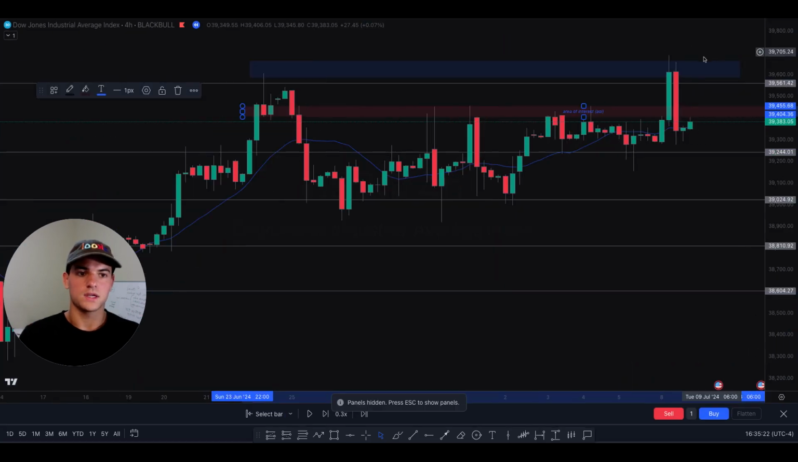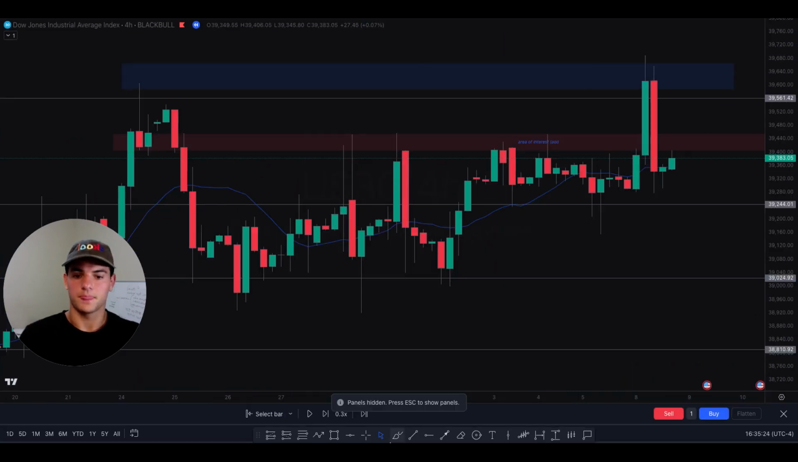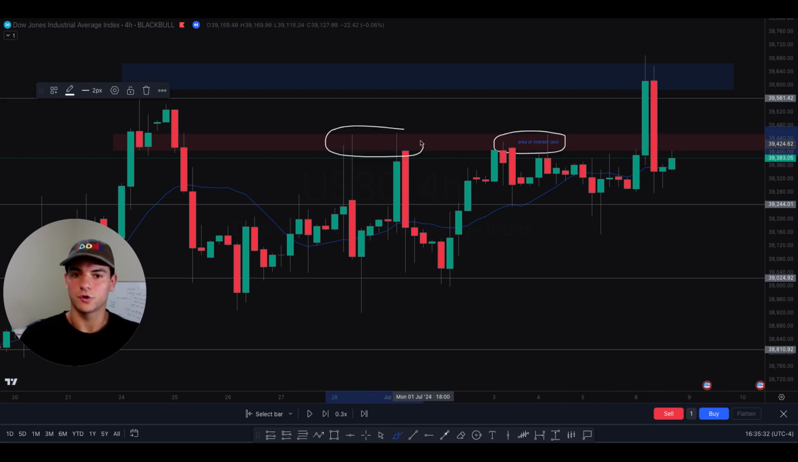So if we take a look at the 4 hour time frame, we know that this is my area of interest, right? So we've been retesting this area for quite some time. Now, what does it mean? First, what does this area mean, and what does a retest mean?